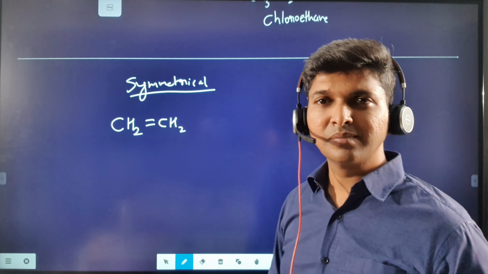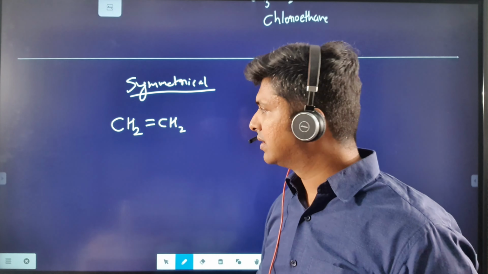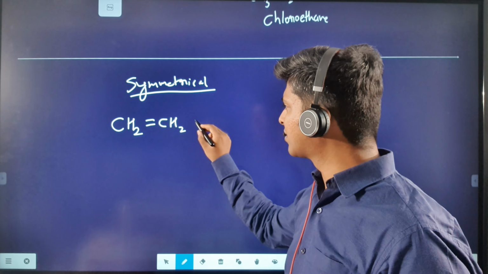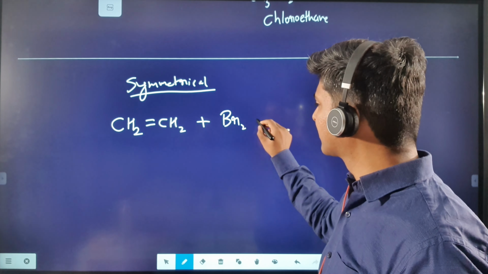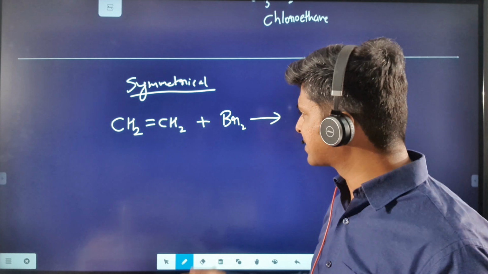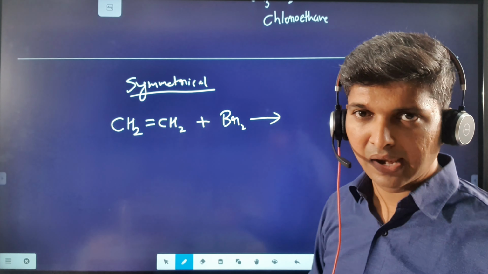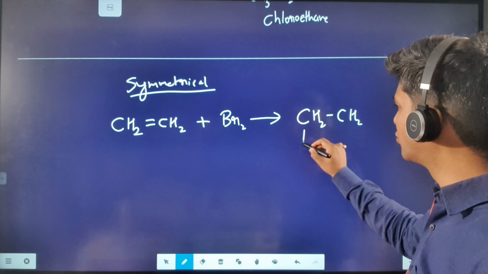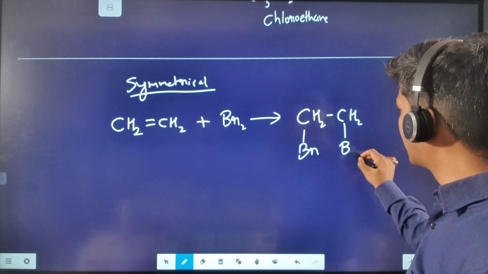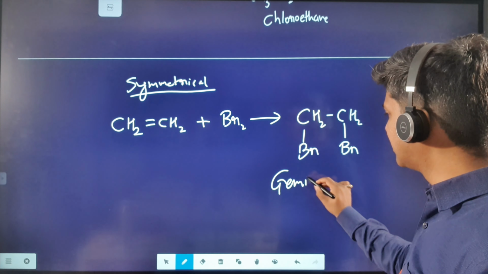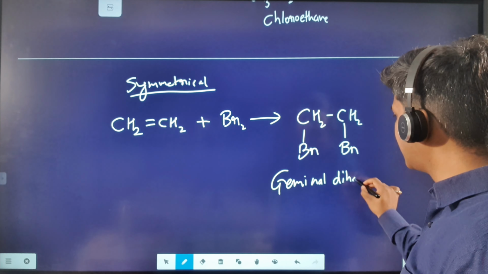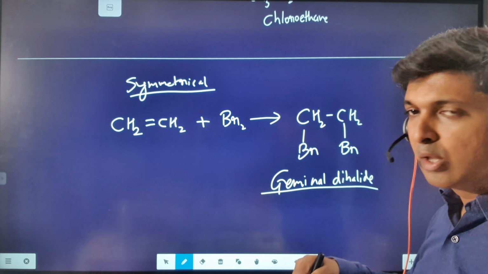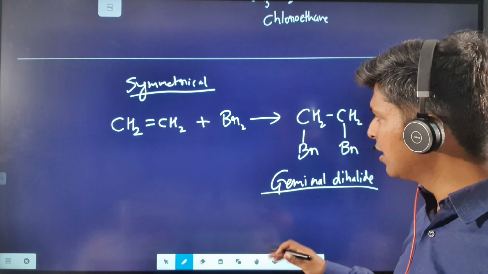Why is this symmetrical? This is symmetrical because both the carbons have an equal number of hydrogens, and because of that, we can easily add, say for example, Br2. If you want to form a geminal dihalide, you will add Br2. You'll get 1 Br over here, 1 Br over here. So this is a geminal dihalide. Geminal dihalide is a category I've explained in detail during the classification of haloalkanes in part 1. If you have not yet seen that, you can go back to the first video, part 1, and see what a geminal dihalide is.